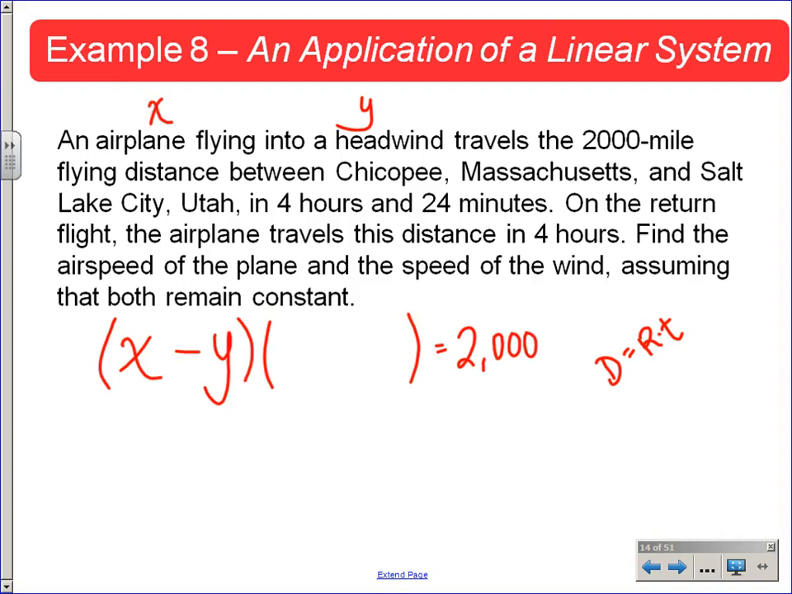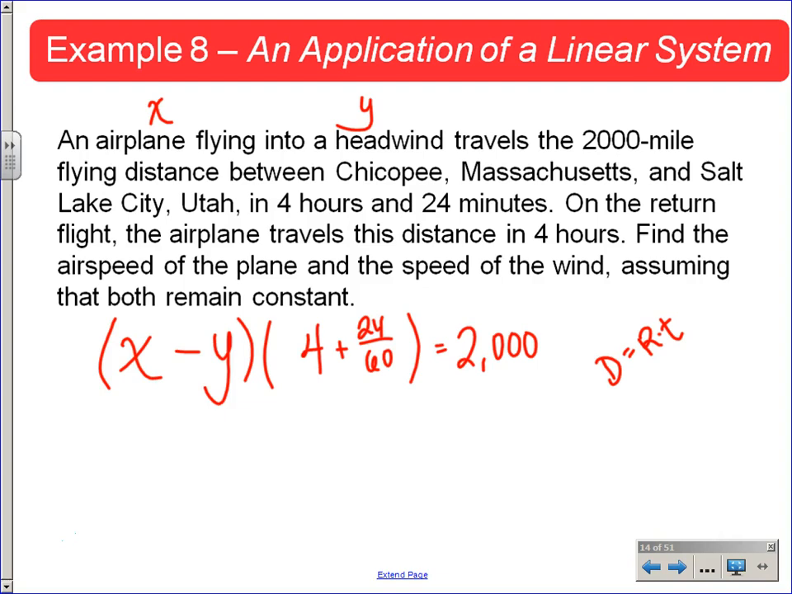How long did it take the airplane flying into the headwind to get from Chicopee, Massachusetts to Salt Lake City? Oh, that's gross. Hold on. Let's go ahead and do some dimensional analysis just to get it all into minutes. Yeah, sound good? Or we could do 4 hours. You want to do it in hours? We can. We can do 4 and 24/60. Is that cool? All right. So we'll keep it hours if you want. Fine. 4 and 24/60 of an hour.